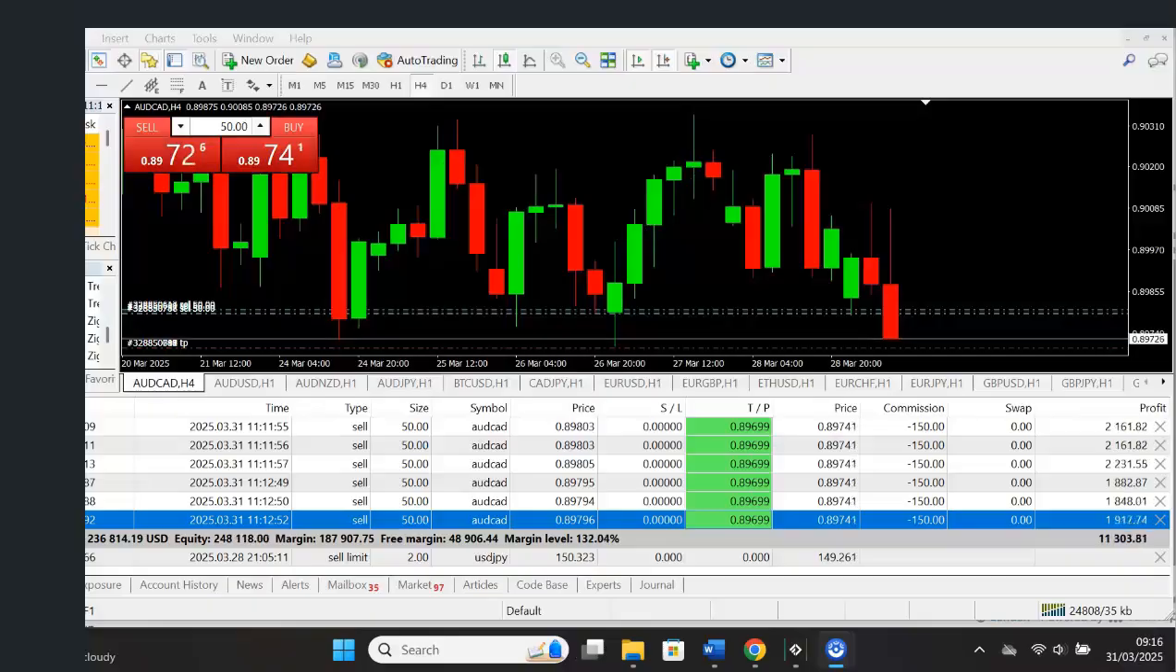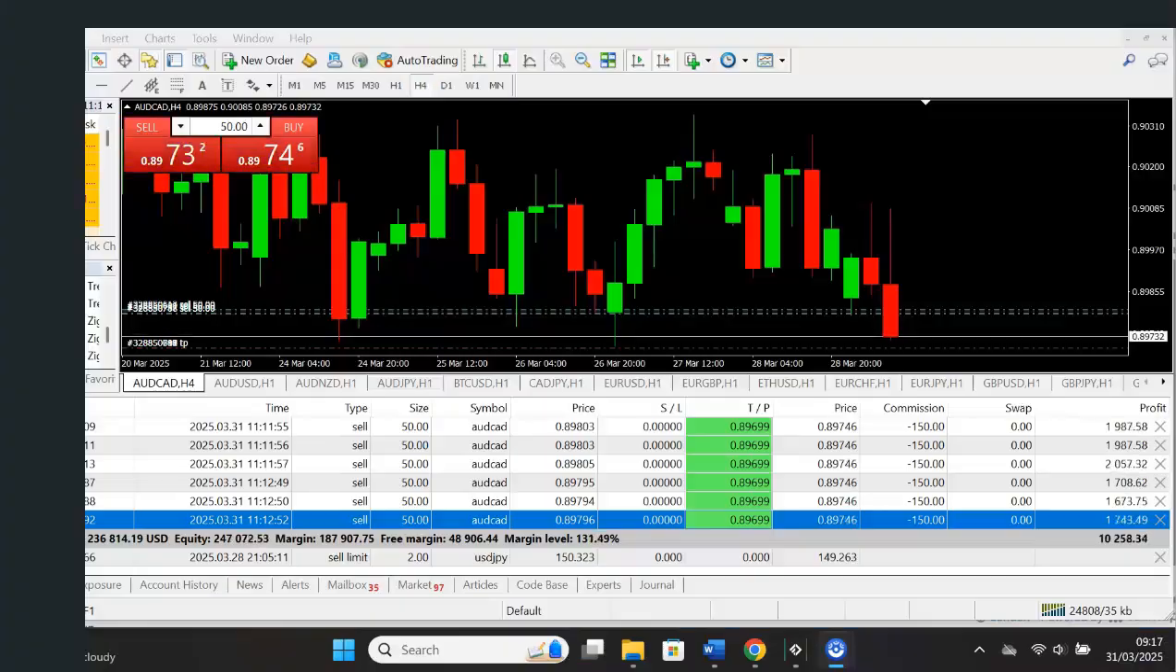Hey guys, this is a prime example of a brilliant trade. Obviously, again guys, we do not have our main indicators on the screen for obvious reasons. We are currently selling the Aussie Canadian dollar. As you can see, we are in massive profits at the moment.